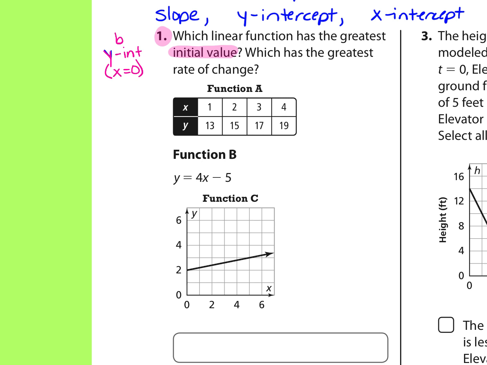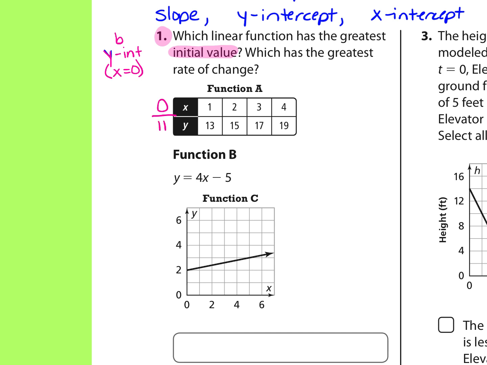Looking at function a, we want to know where x is 0. Sometimes we can see it in a table, and in this case we don't have where x is 0. Sometimes we can find a pattern in a table, and I could extend the table. I could go left of it and see a pattern because I'm noticing that my x's are counting up one every time, so I'm going to go backwards. I notice that my y's count up two every time, so I'm going to go backwards two.